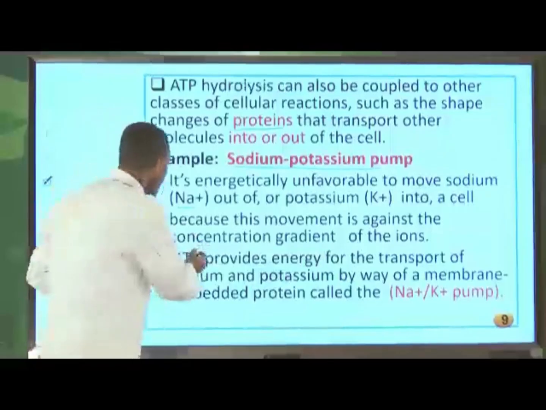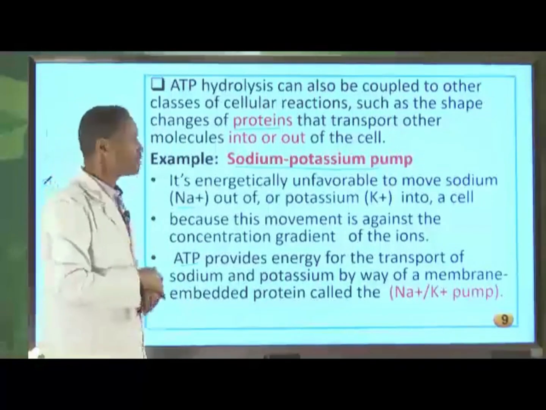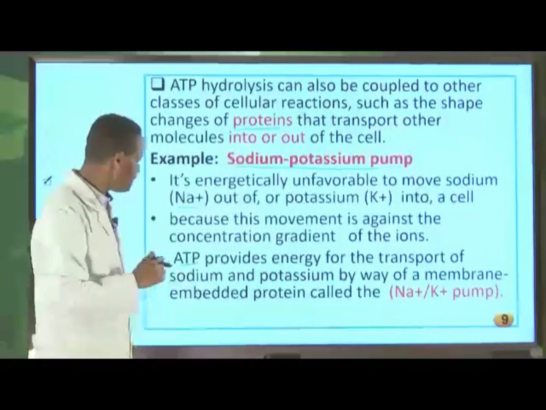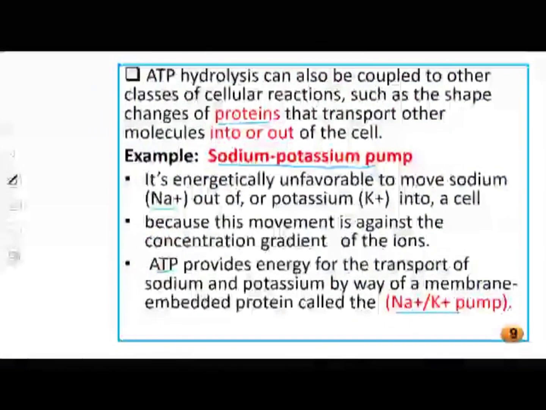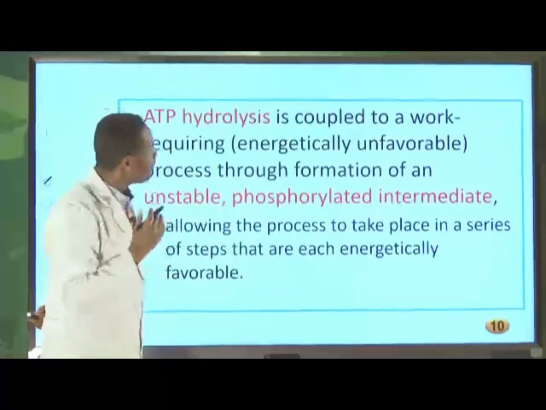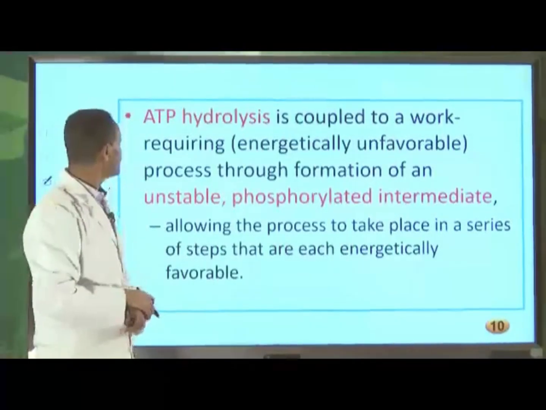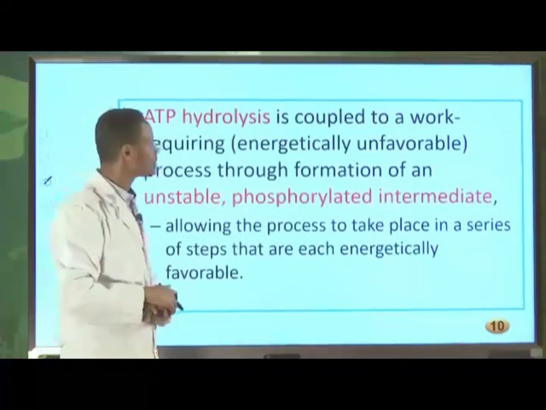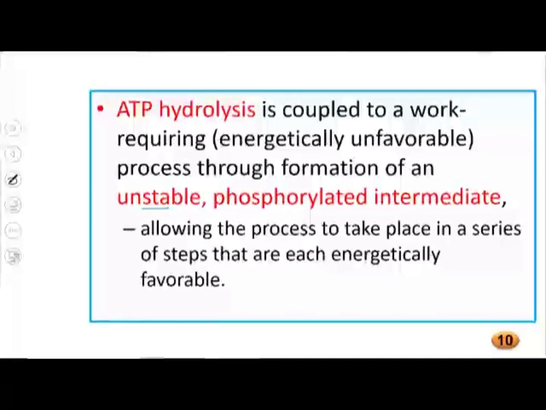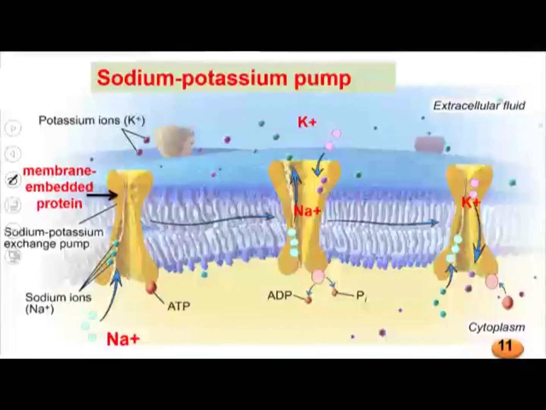But ATP provides energy for the transport of sodium and potassium by way of membrane-embedded proteins, which is the so-called sodium-potassium pump. Now, ATP hydrolysis is coupled to an energetically unfavorable process through the formation of an unstable phosphorylated intermediate. This process takes place in a series of steps that are each energetically favorable reactions. Now let me explain the sodium-potassium pump.